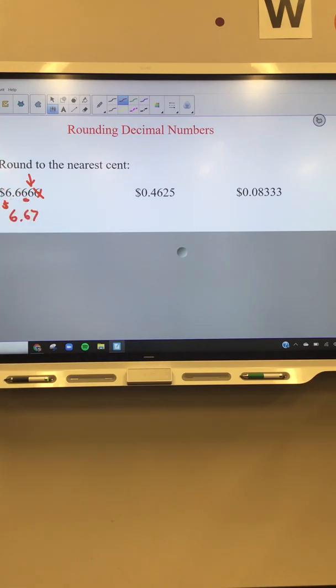So $6.67. Yeah. Even if it's less than halfway, you would have to bump it up if you're going to be paying for it? No. They would still round down the same way we do in mathematics.